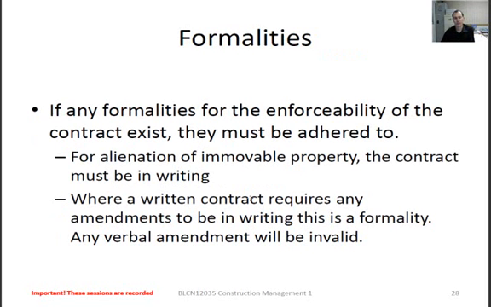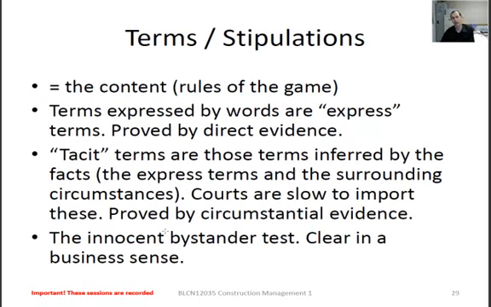Alright, so formalities that we have to satisfy. For instance, the sale of property must be in writing. A verbal contract can sell anything else, but for property, immovable goods, it needs to be in writing. Alright, and there I've just given you another example to have a look at. Right, the terms and stipulations, basically this is dealing with the rules of the game that we're going to follow.